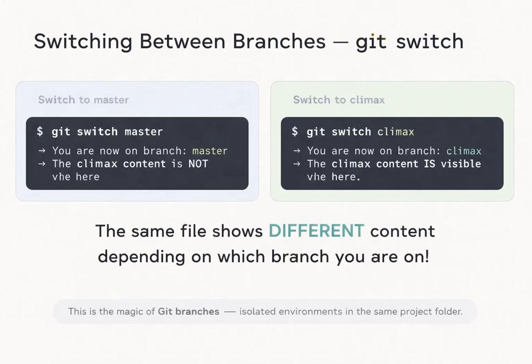Here's where the magic really shows. The instructor demonstrates using the command git switch to move between branches. When you switch to the master branch, you open the story file, and the climax content is simply not there. It's gone. But then when you switch to the climax branch, you open the exact same file, and the climax content is right there. The file on your computer is literally changing its content based on which branch you're on. This is one of the most mind-bending things about Git for beginners. The same folder, the same file, but different content depending on your active branch. That's the power of isolated branch environments.